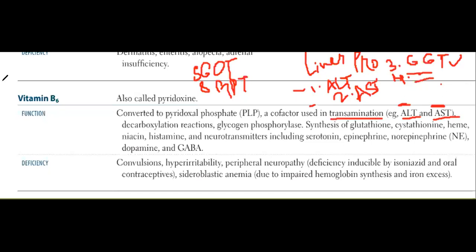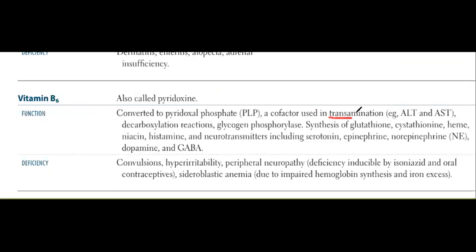So this vitamin B6 is converted to pyridoxal phosphate, that is PLP, which is a cofactor for these enzymes. So if you have deficiency of vitamin B6, you will see deficiency of these two as well. This is really important. The keyword you have to remember is transamination, along with ALT and AST.